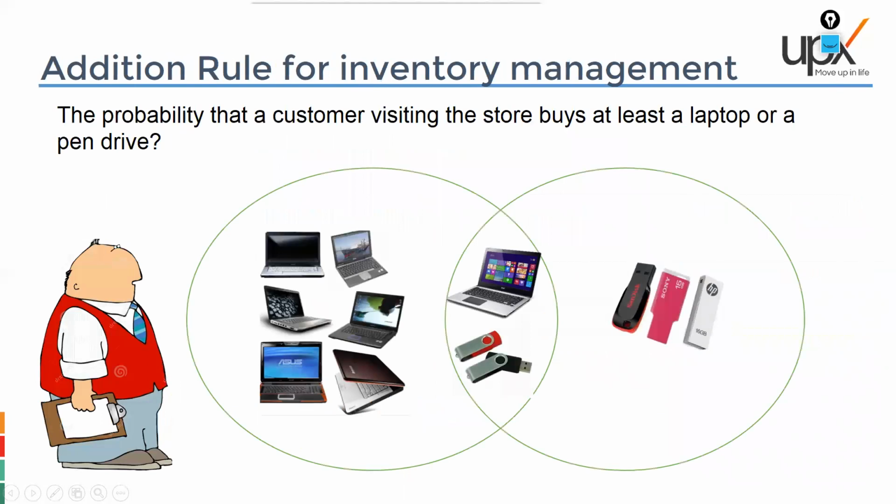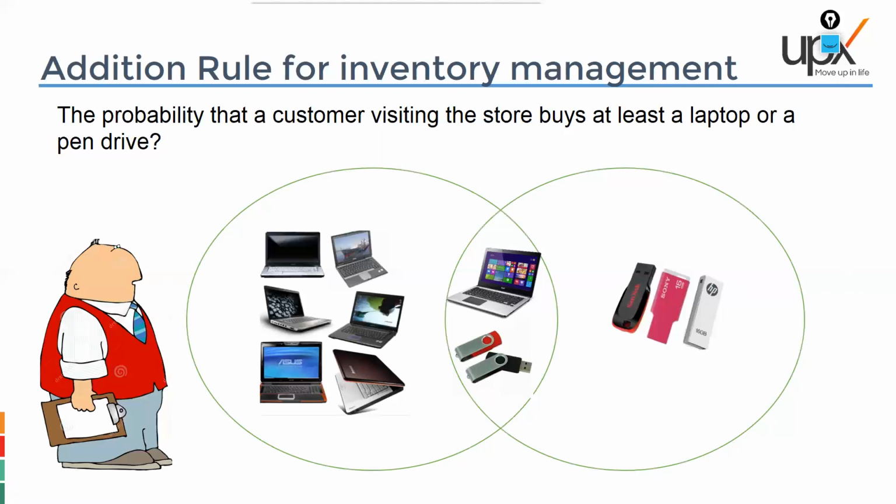Now, what we are going to do here is extend the problem statement, to make it a bit complex. What is the probability that a customer visiting the store buys at least a laptop or a pen drive? I'm going to give you the probability of them buying a pen drive, but here I'm interested in not just buying a laptop. I'm interested in finding out the probability that a customer visiting the store buys at least a laptop or a pen drive.